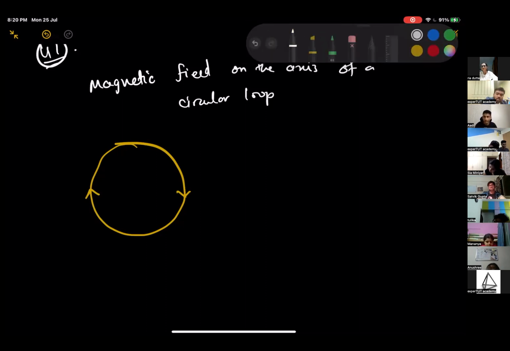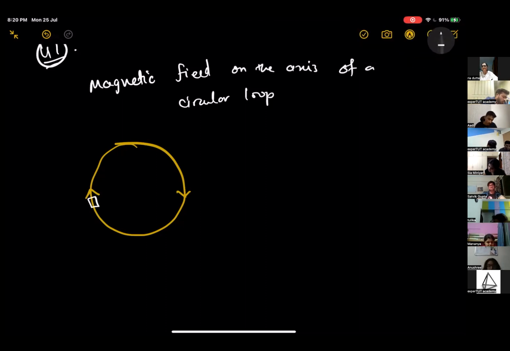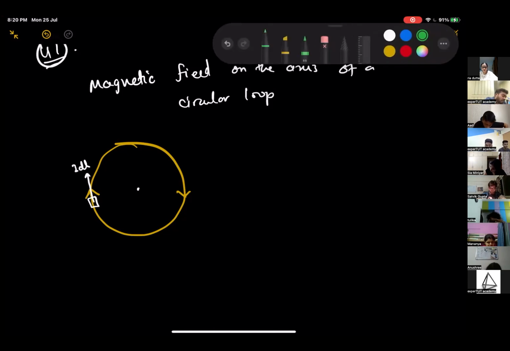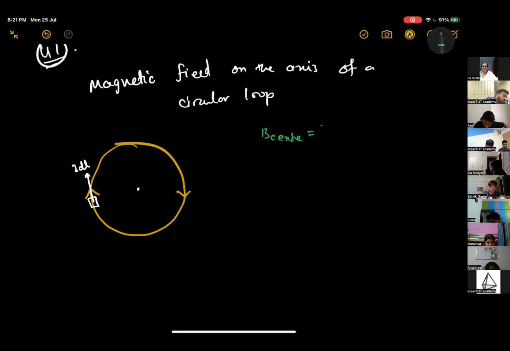Listen. Pay attention. Take this current element. I want the magnetic field at the center. Okay, this current element is going like this, I dl. I want the magnetic field at the center. Find B at the center equal to what? The r vector is like this. I dl cross r, where will it go? I dl cross r will go inside the plane. So the direction of the magnetic field B at the center is into the plane, like this, right? Understood?